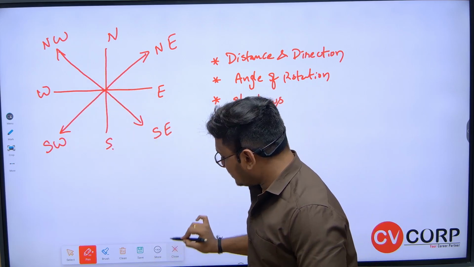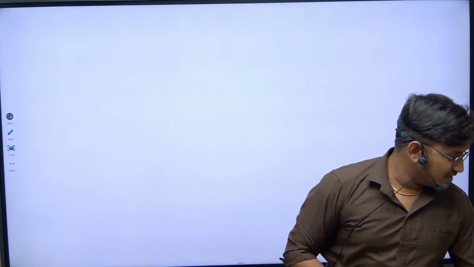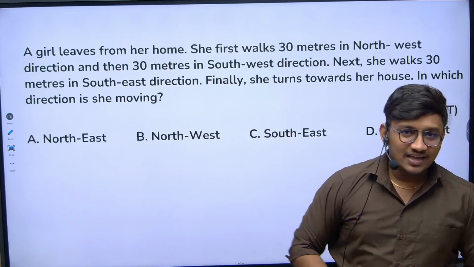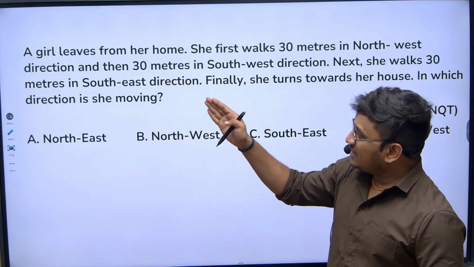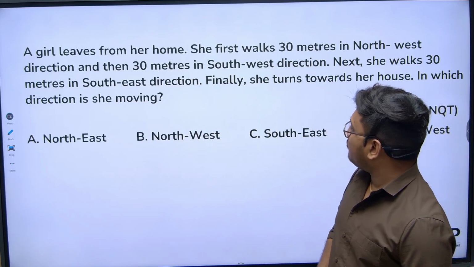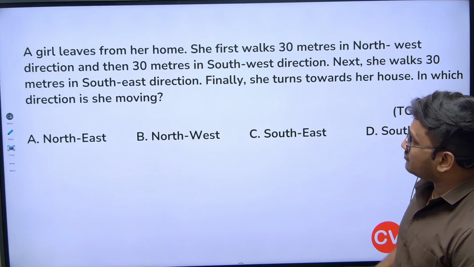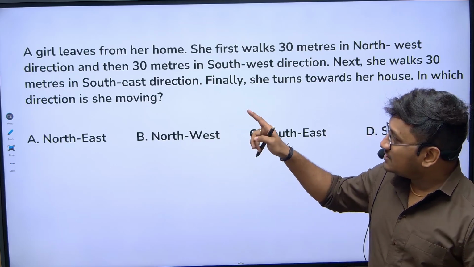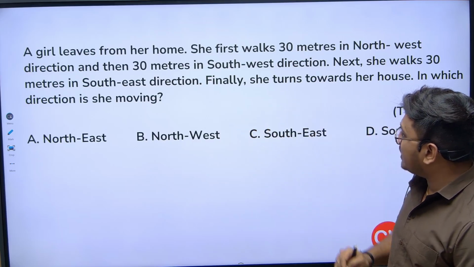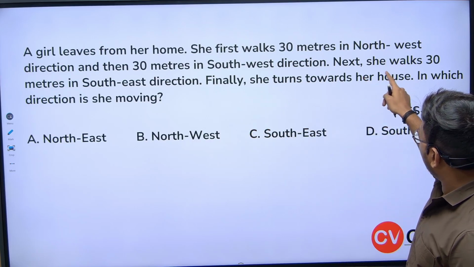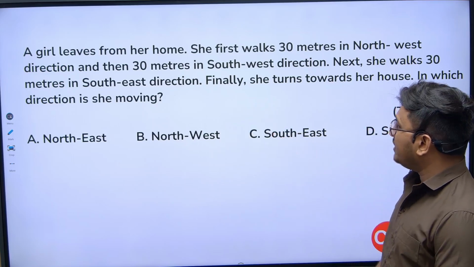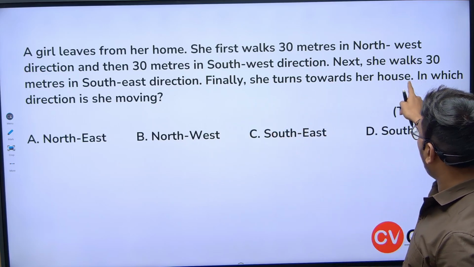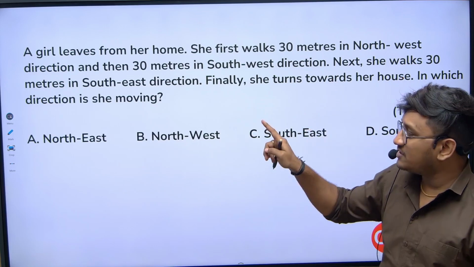Okay, so let's try solving questions from the directions concept. Let's say an example. A girl leaves from her home. She first walks 30 meters in the northwest direction and then 30 meters in the southwest direction. Next, she walks 30 meters in the southeast direction. Finally, she turns towards her house. In which direction is she moving?